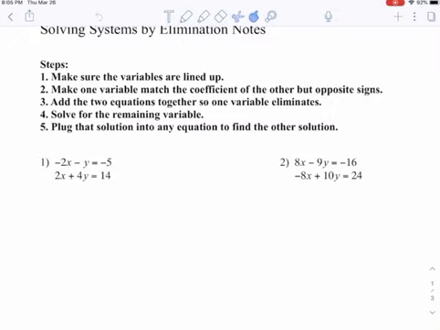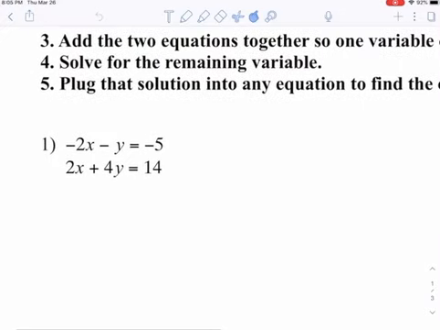So I wrote out all the steps for you. What you want to do first is make sure that your variables are lined up. Okay, so we want x over x, we want y over y, and we want our numbers over each other. How this is written is called standard form, when you have your x's and your y's on one side of the equal sign and your numbers on the other. Again, just make sure the same variables are on top of each other.